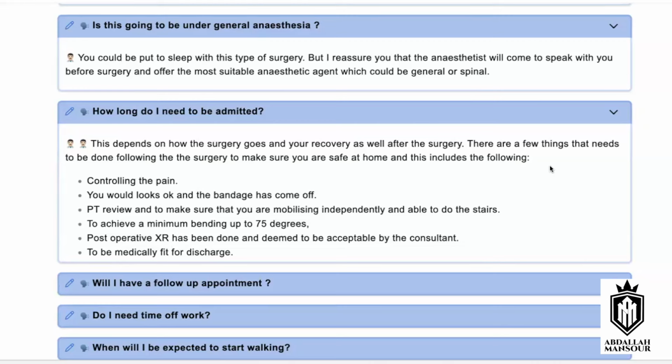Okay. Fine. And will I have a follow-up appointment? Yes, after 4 to 6. No, sorry. I think after 6 weeks, the operating consultant would have the follow-up.